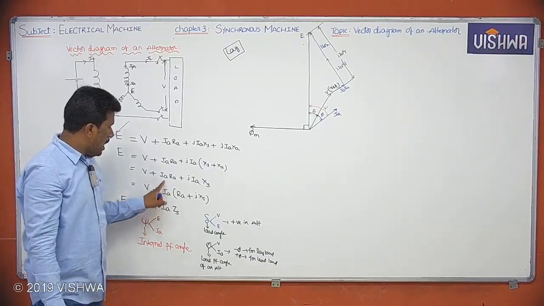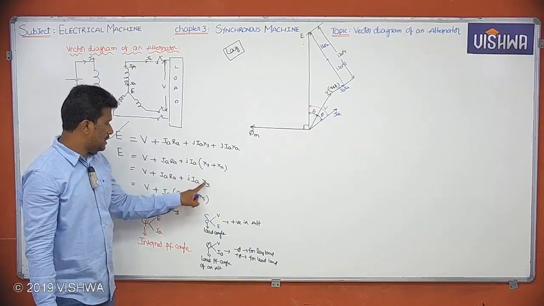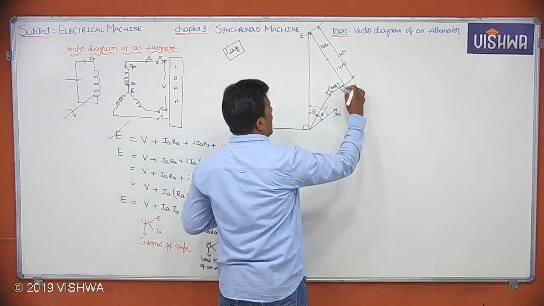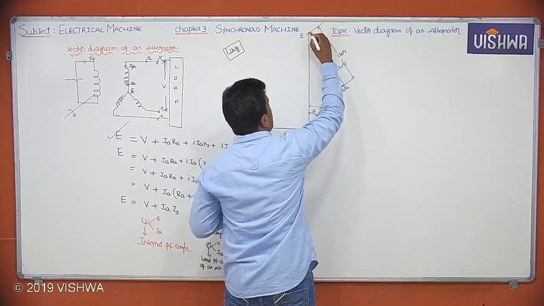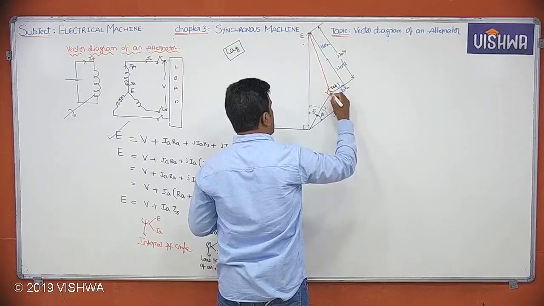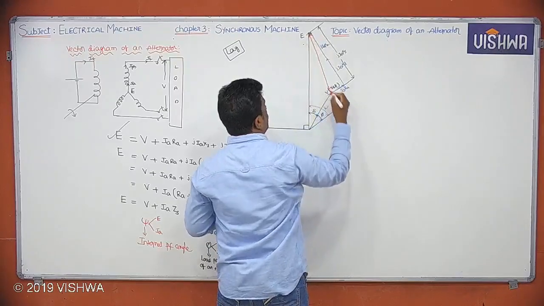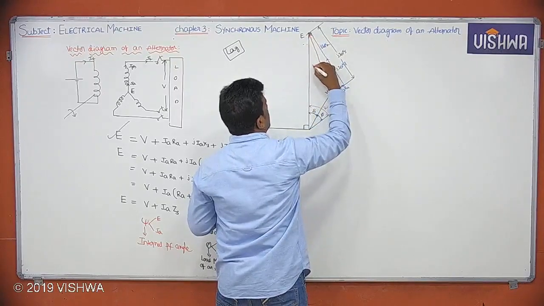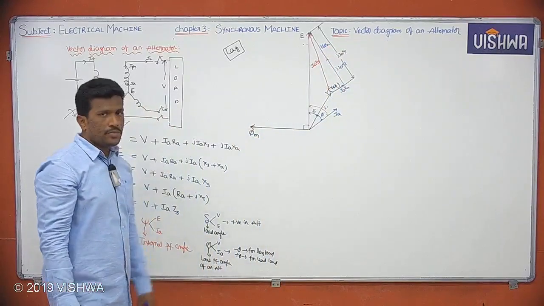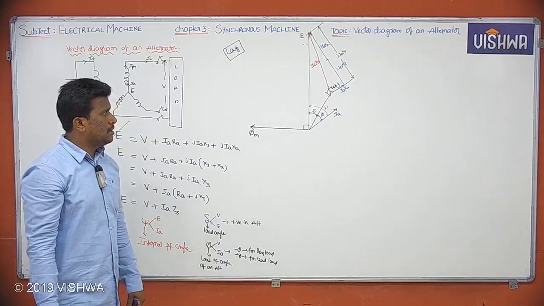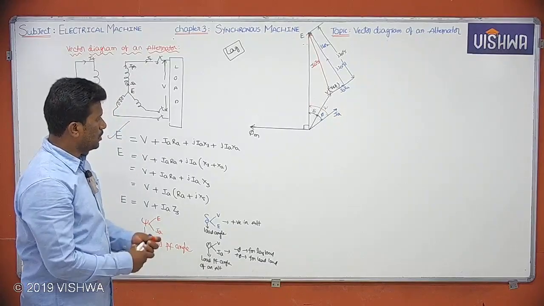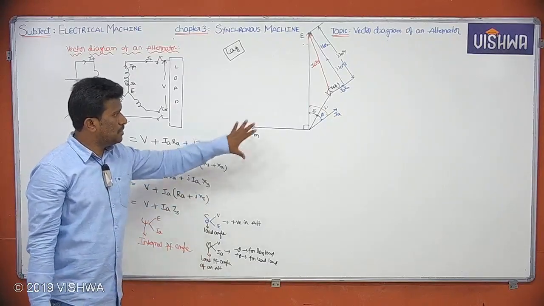Now please tell me, IA RA plus jIA XS gives you what? IA ZS, no? So this is IA RA, this is IA XS. So the total from here to here, observe clearly, IA RA plus jIA XS gives IA ZS. Is it clear? Right. Now one more thing. So just note down up to this.